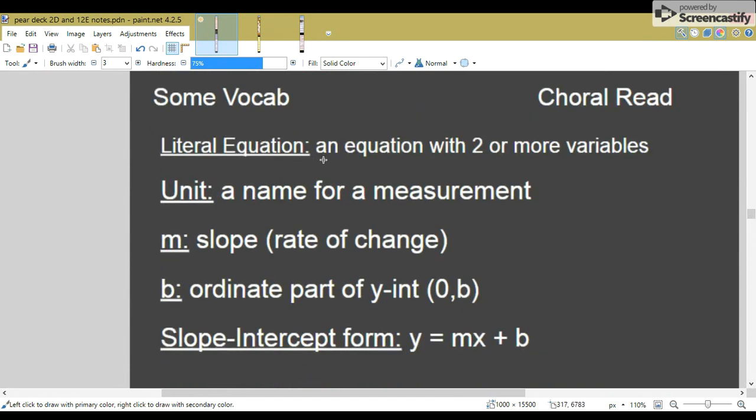Literal equation. An equation with two or more variables. Unit. A name for a measurement. M. Slope. The rate of change. B. Ordinate part of the y-intercept. 0, B is your y-intercept. B is the y part of that. Slope-intercept form. Y equals mx plus b.